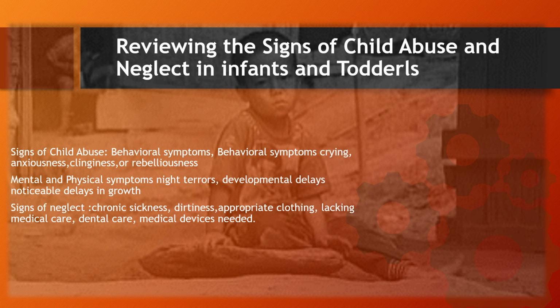Behavioral symptoms in children as young as infants: you might see excessive crying, anxiousness, and rebelliousness. The infant or young child may have phobias, night terrors, and sleep disturbances. They may seem excessively clingy to someone other than the caregiver, or on the opposite end, very rebellious and just wanting to get away. Mental and physical symptoms include noticeable delays in growth, stature, and intellectual deficits where the child may have speech, cognitive, and gross motor skill delays.